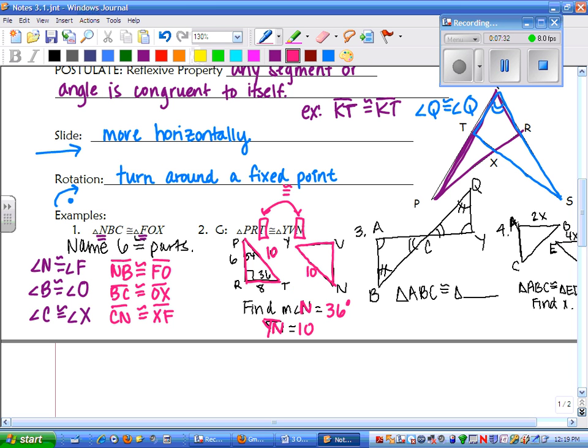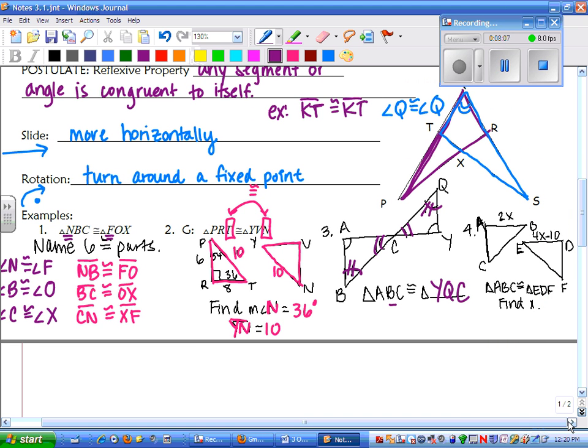Number 3 has the triangles already marked. So what we want to do here is write our own triangle congruency statement. We have A, B, C, so we have to be careful in the order that we write these letters to make sure it's correct. A matches with Y, so Y has to be first. B is going to match with Q, so Q is the middle letter. And C, these are vertical angles, so we know that vertical angles are congruent.